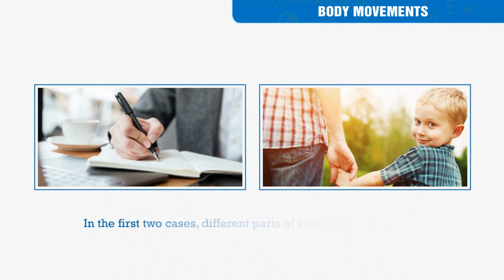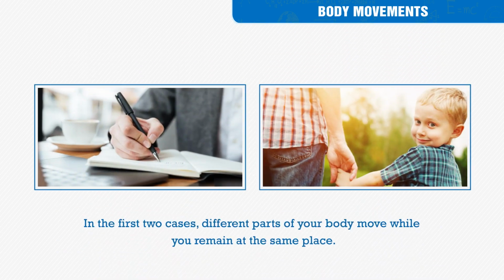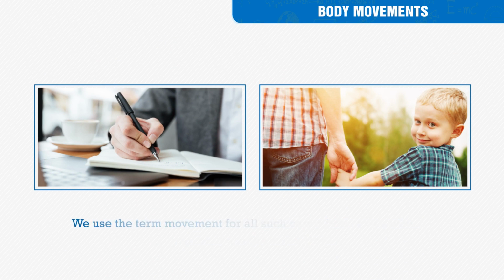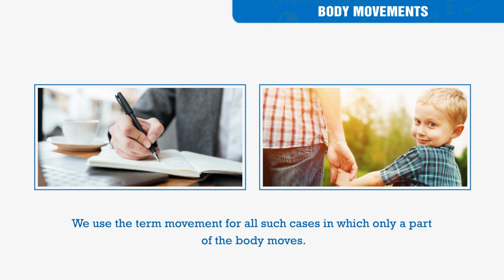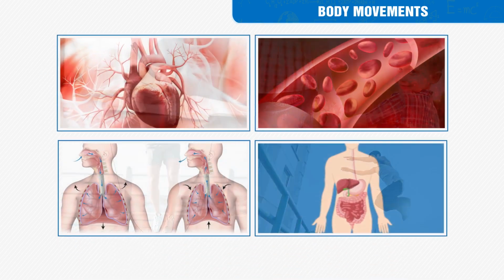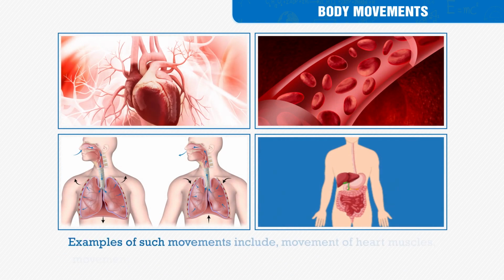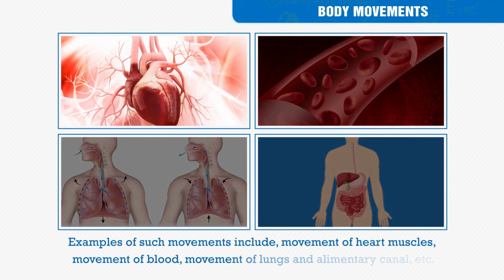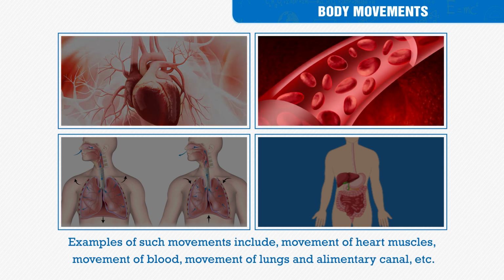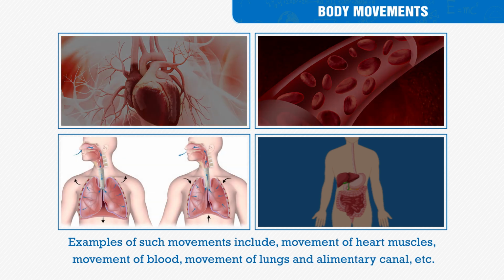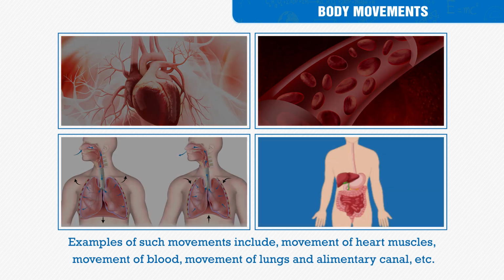In the first two cases, different parts of your body move while you remain at the same place. We use the term movement for all such cases in which only a part of your body moves. Examples of such movements include movement of heart muscles, movement of blood, movement of lungs, and alimentary canal, etc.